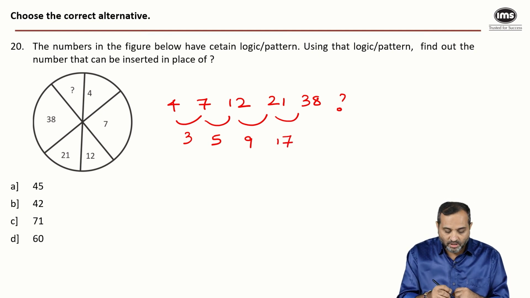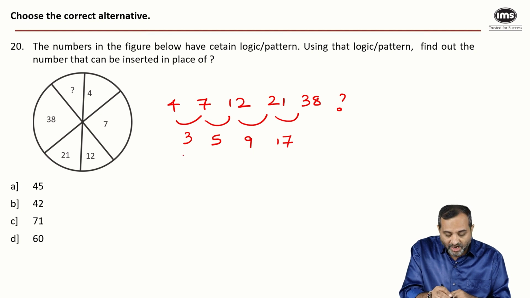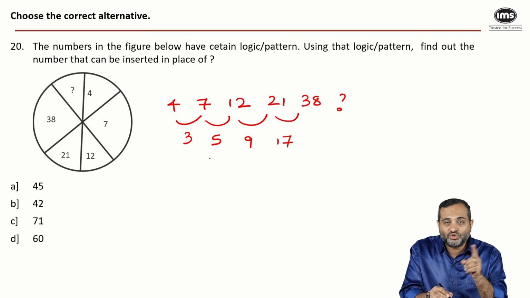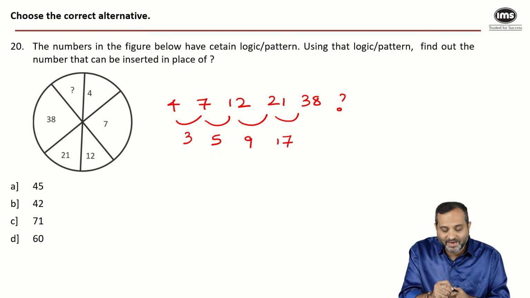Do you see a pattern? Do you see the numbers are increasing by how much? What is double of 3? 6 minus 1, 5. So the next number is increasing by 5. What is 5 into 2? 10 minus 1, 9. So the next number is increasing by 9.